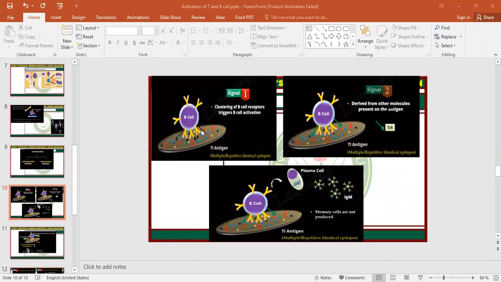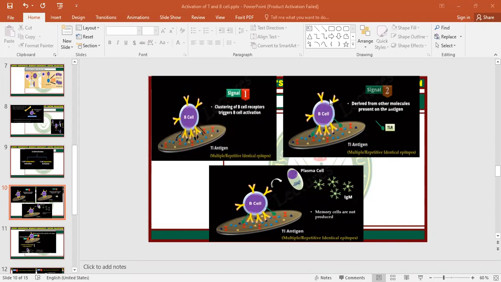So I must share the screen here. In the first step, the B cell receptor will bind to a particular epitope which is present on the surface of the antigen. This is the first signal.